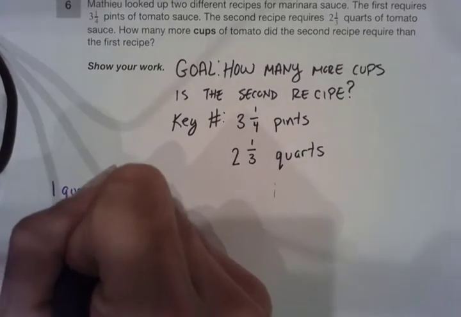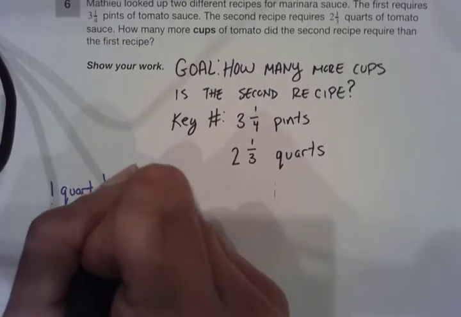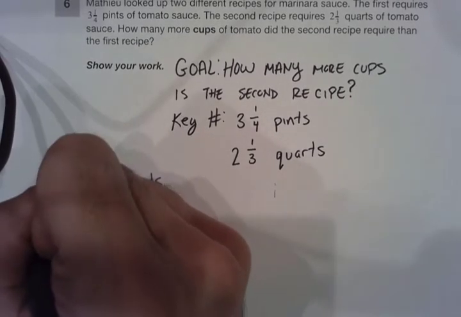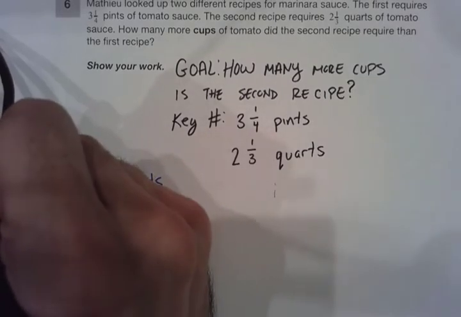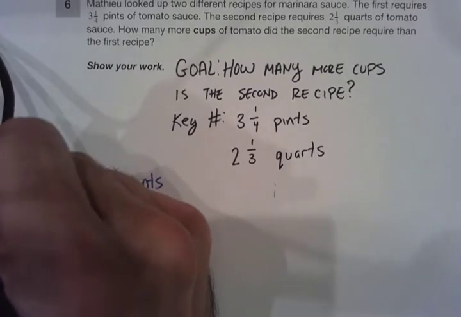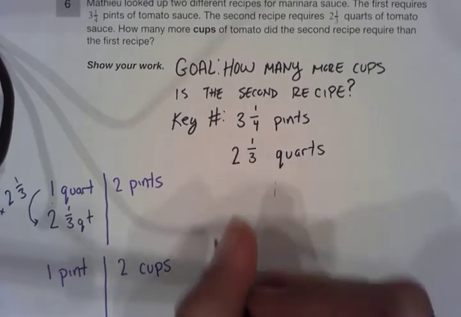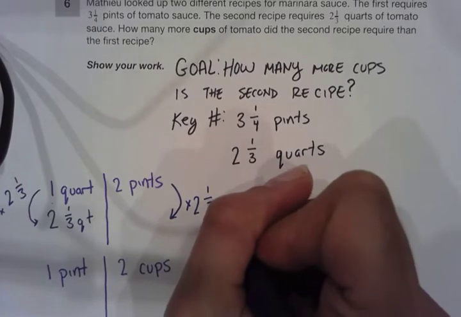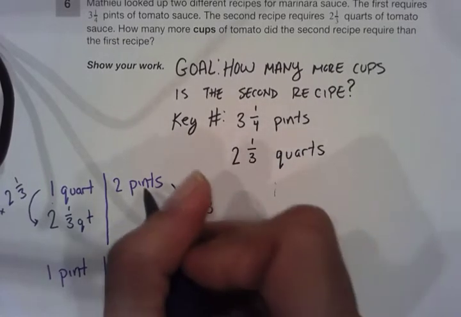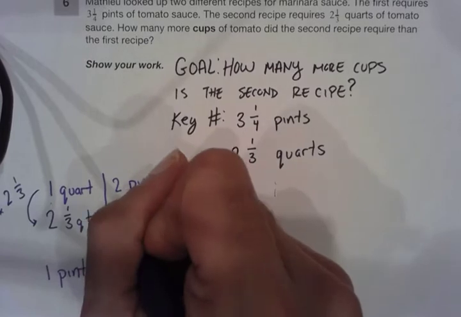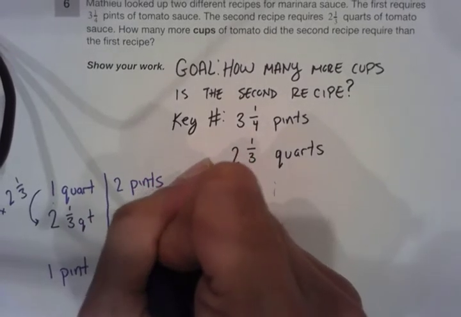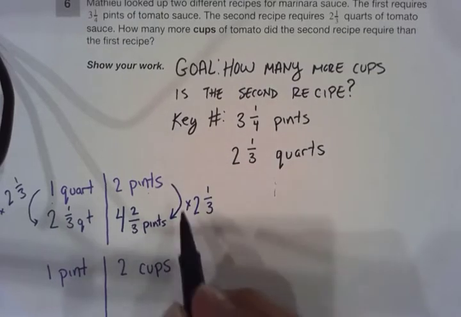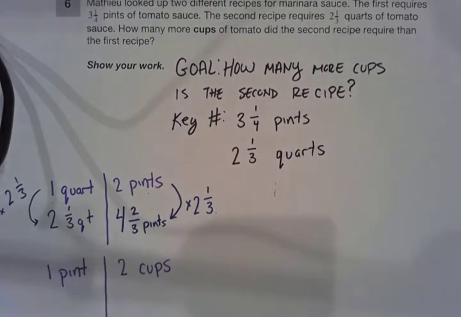So let me go and put my 2 and 1/3 quarts. I know 1 times 2 and 1/3 will get me to 2 and 1/3. And what you do to one side, you do to the other. So 2 and 1/3 times 2 will give us 4 and 2/3 pints, because 2 times 2 is 4, and then 2 times 1/3 is 2/3.